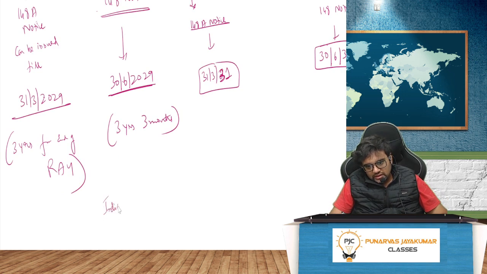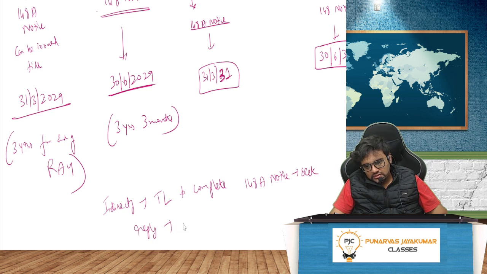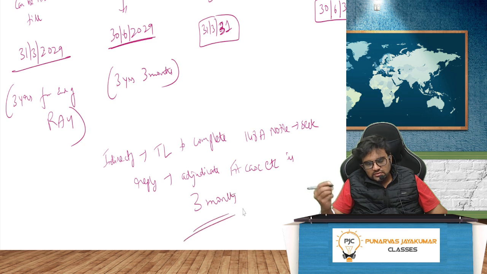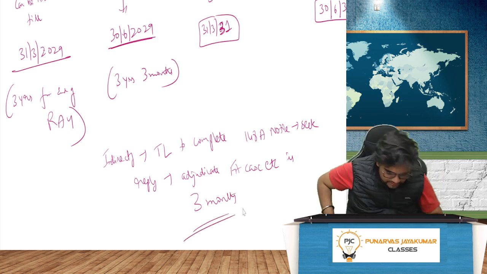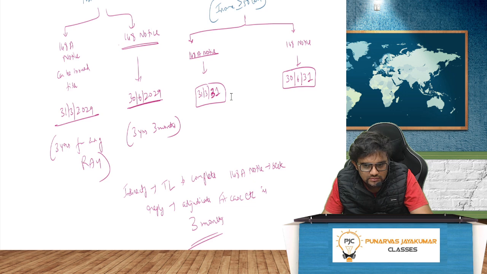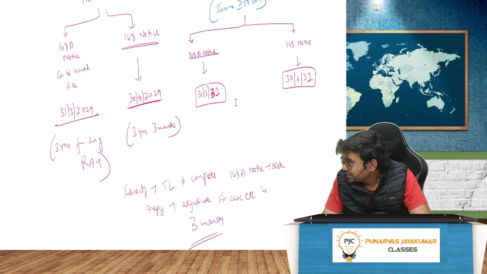So indirectly, the time limit to complete the 148 notice, seek reply, adjudicate whether it is a fit case, etc., is 3 months. That is what the lawmaker is telling. It is now 3 months.